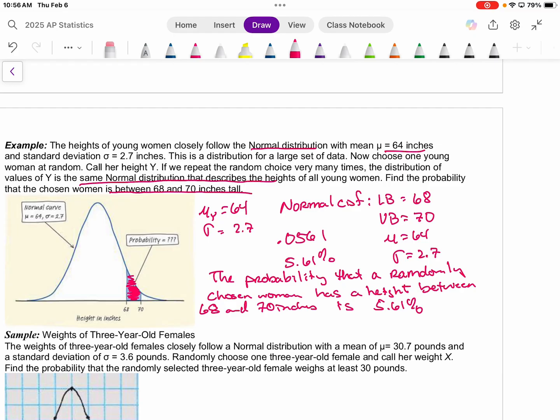Again, we don't just say, hey, the probability is this. We always have to interpret it in a sentence. So we want to make sure that we specify that it's a randomly chosen woman, because that's what we talked about in the design of what we did here. As the data was gathered, and they did it many, many times, the probability that a randomly chosen woman has a height between those two height amounts is about 5.61%.